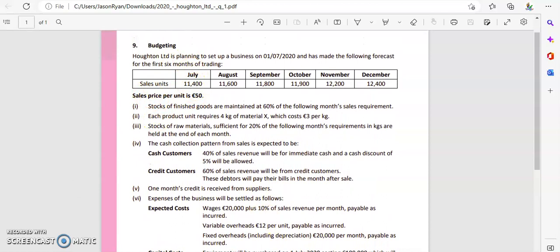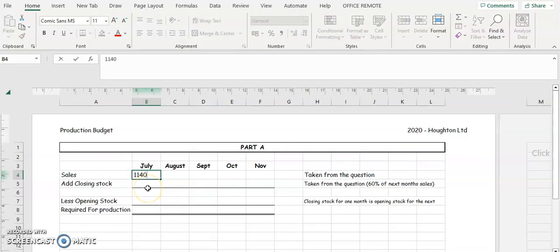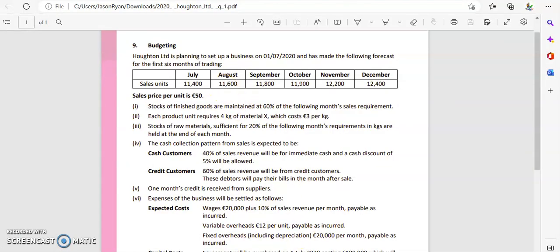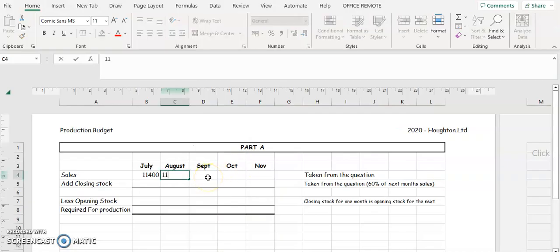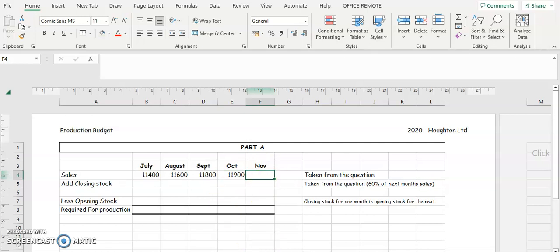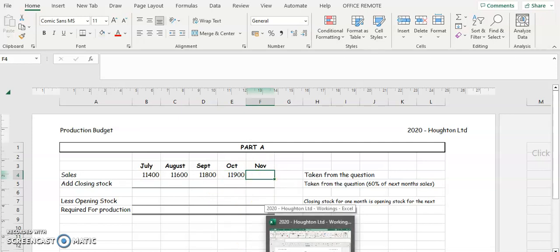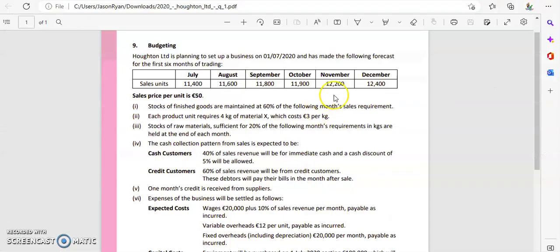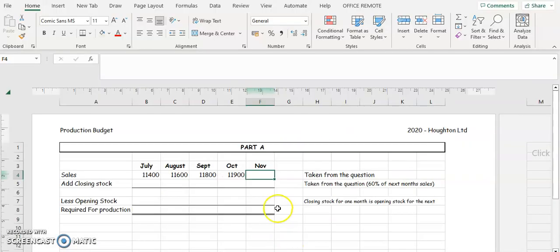So for July, our sales are 11,400. For August, it's going to be 11,600. For September, 11,800. And for October, 11,900. I'm just going to put November in here because we're going to need November's for later on when we do part B. So November is going to be 12,200.